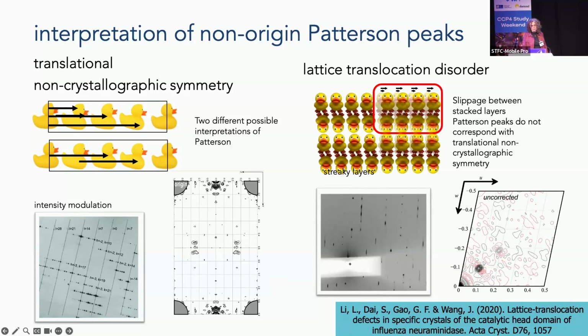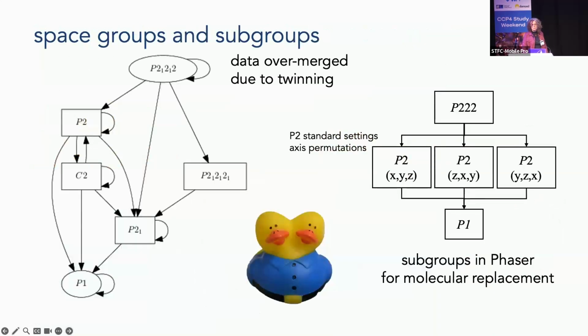There's also the problem that when you see these vectors in the Patterson, they may not be associated with translational non-crystallographic symmetry. They could also be associated with something called lattice translocation disorders, where you get shifts in unit cell dimension, unit cells neighboring each other in the crystal. So you get some interference going on between these shifts, and you start to see these peaks in the Patterson. So even if you see a peak in the Patterson, sometimes it's not involved with TNCS. And then you've also got the problem of twinning and overmerging of the data. And sometimes you will have assumed that the crystal is one space group, and it isn't really. It's in a lower symmetry space group.